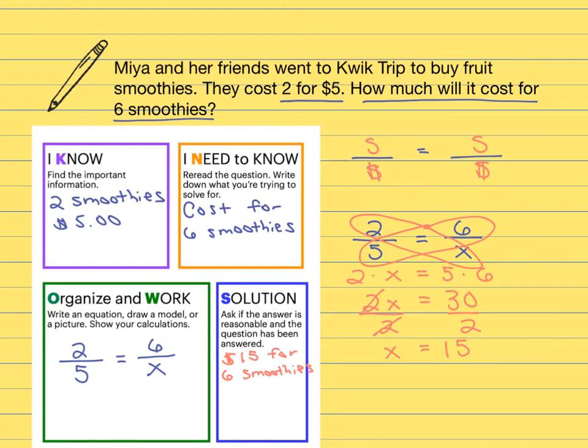We also want to check our solution, and we can do that by rewriting our proportion. 2/5 equals 6/15, and we've got our answer 15. Use cross multiplication again. 2 times 15 equals 30, and that is equivalent to 5 times 6, also 30. It's proportional. We have 2 ratios that are equivalent.